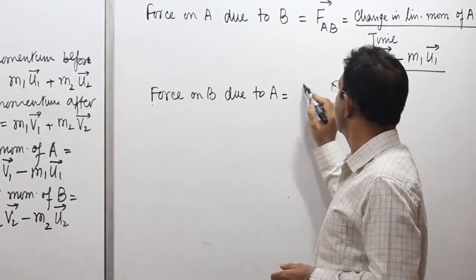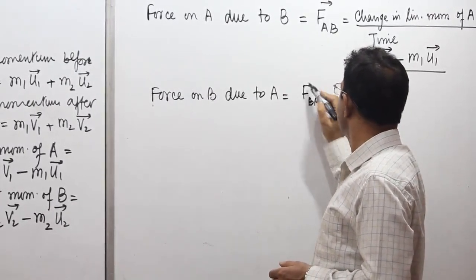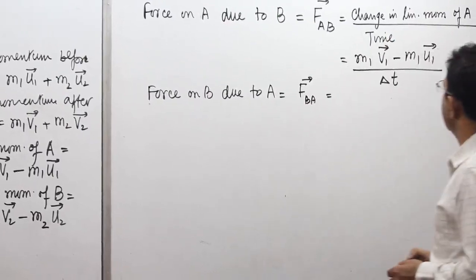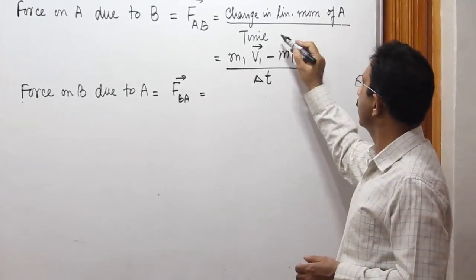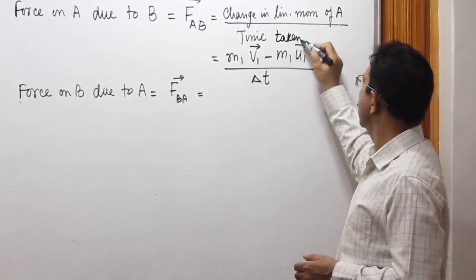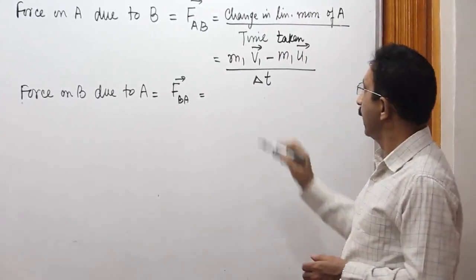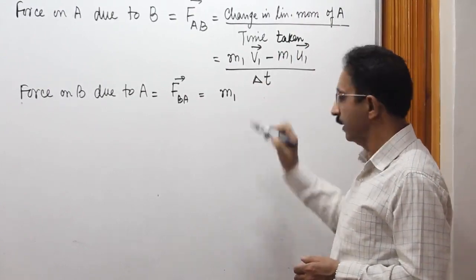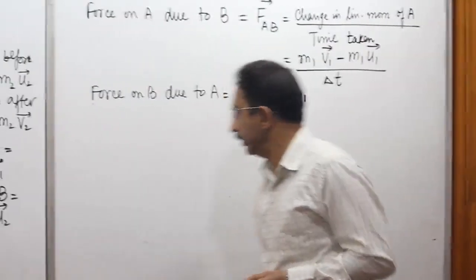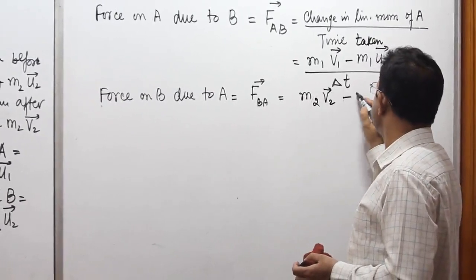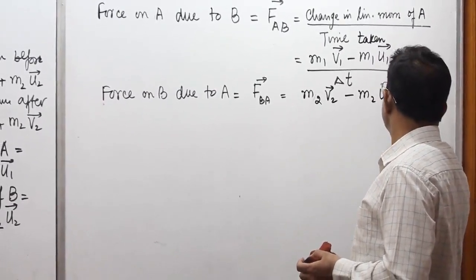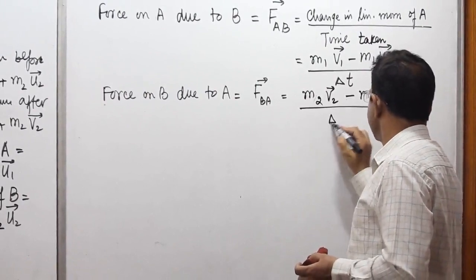So this is equal to FBA. As per the same relation, change in linear momentum of B divided by time taken. The time taken in that case is also equal to delta t. I have m2 v2 minus m2 u2 divided by delta t.